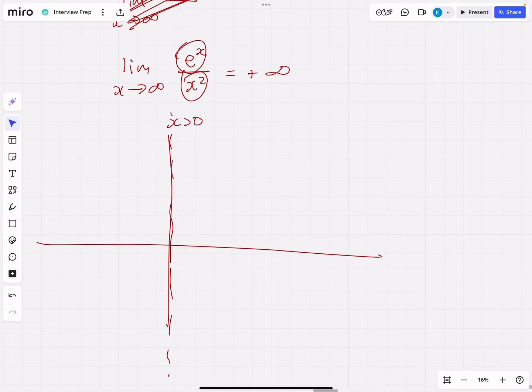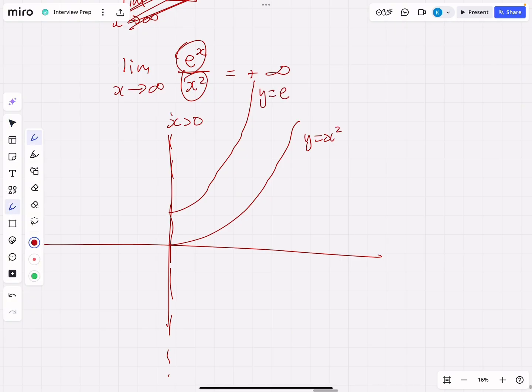So we have our graph y equals x squared. It's going to look something like this. Now, e to the x increases much faster than y equals x squared. So here we have y equals x squared and y equals e to the x. So if we choose any x coordinate, y2 is always greater than y1.